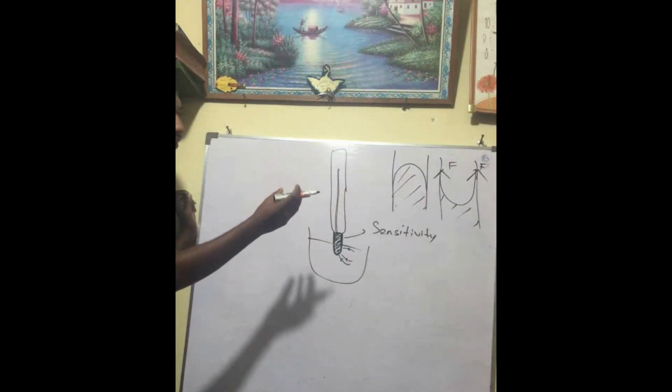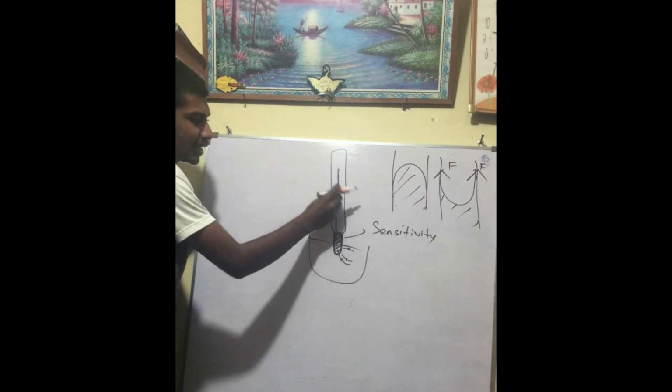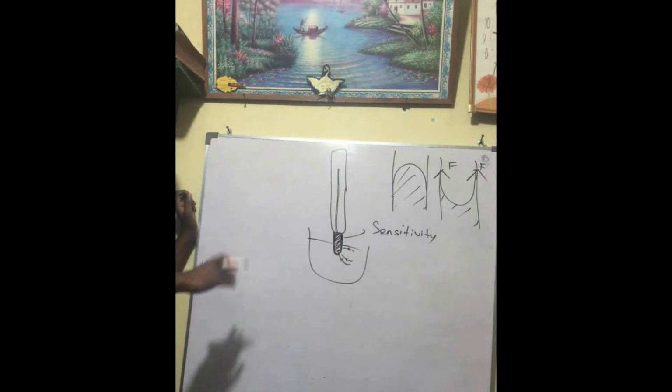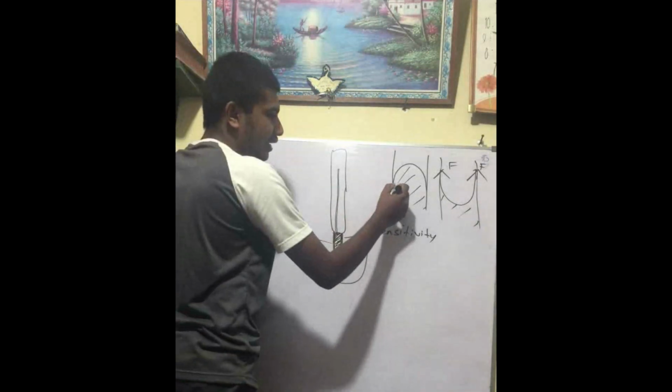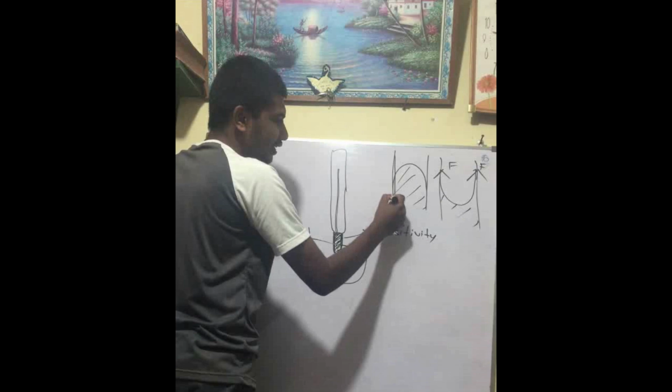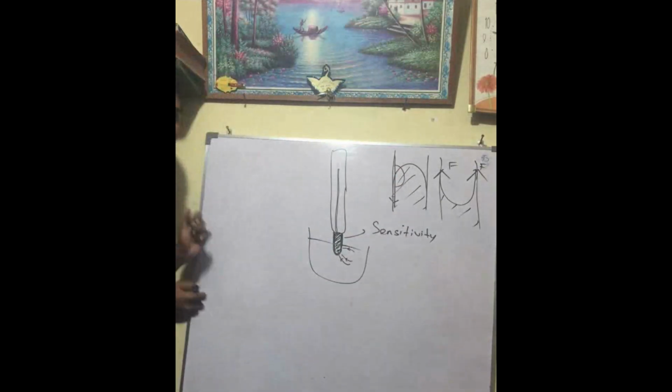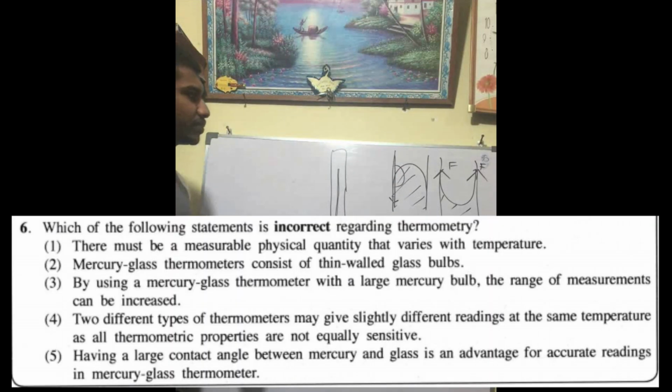So if the liquid is getting stuck in the bulb, it will not show an accurate reading. But mercury doesn't stick with it because the angle is very high, right? So that is the reason. So that statement is also correct. So the wrong one is the third one.